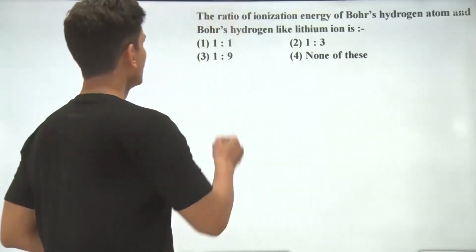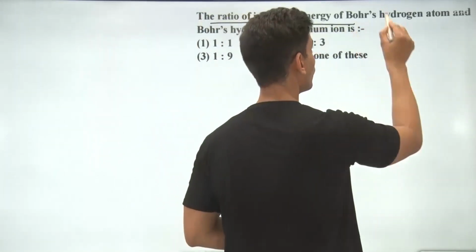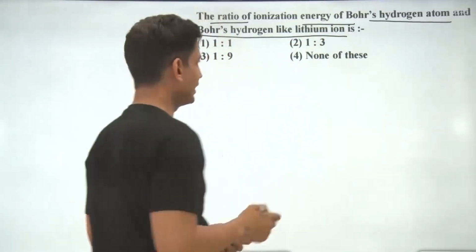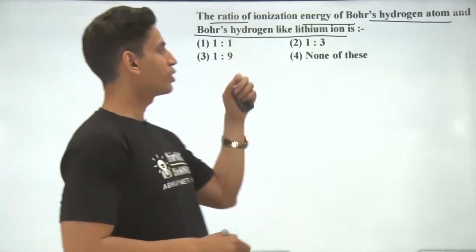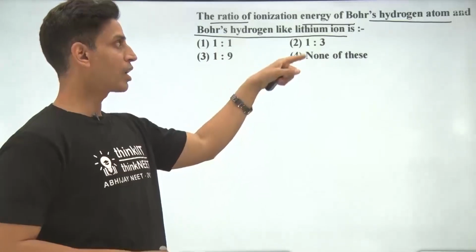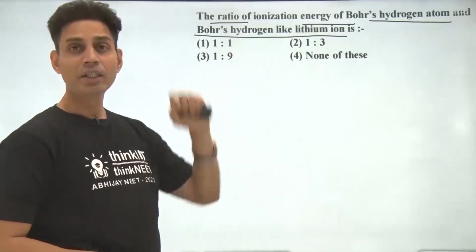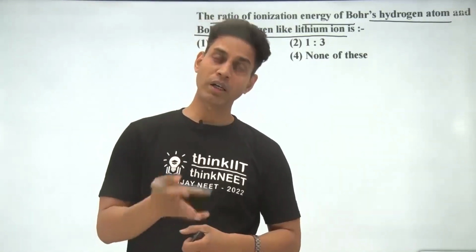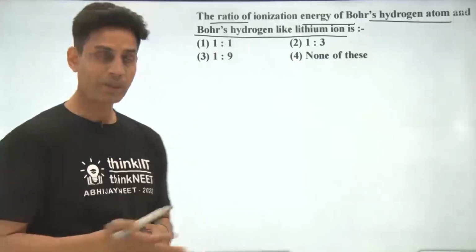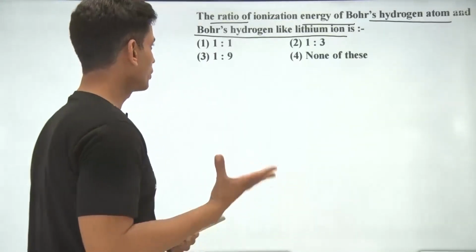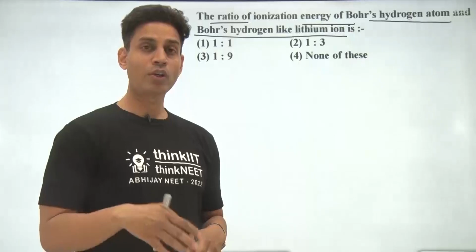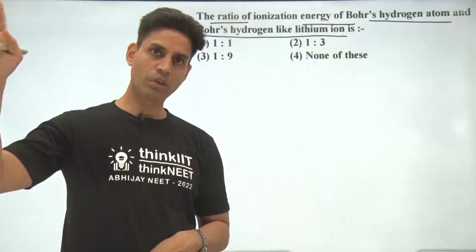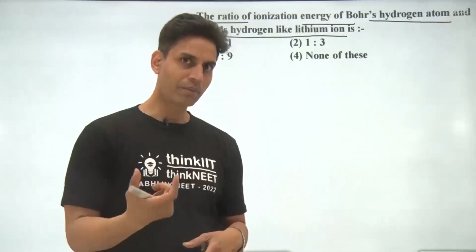The next one is, the ratio of the ionization energy of Bohr's hydrogen atom and Bohr's hydrogen-like lithium ion is. We have to calculate the ratio of the ionization energy of Bohr's hydrogen atom and Bohr's hydrogen-like lithium ion. Bohr's atomic model is valid for hydrogen and hydrogen-like elements. The question is asking about the ionization energy, that is the energy required to take an electron from the ground state, so that the atom will be ionized.